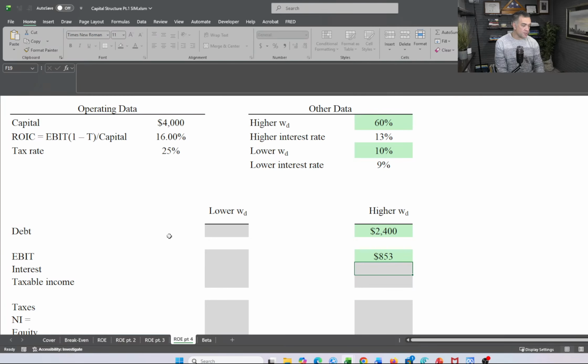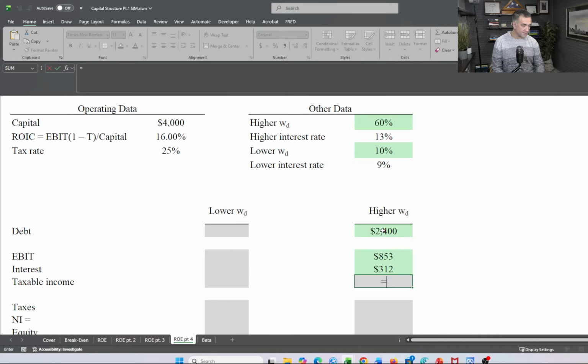Next, what is the interest we're paying? Well, if you notice, if you have a higher debt, you pay a higher interest rate. If you only go with 10% debt, you're less risky. Therefore, you're given a lower interest rate. So our interest payment will be, this is the higher part, so it's going to be the 13% times the debt that's right here.